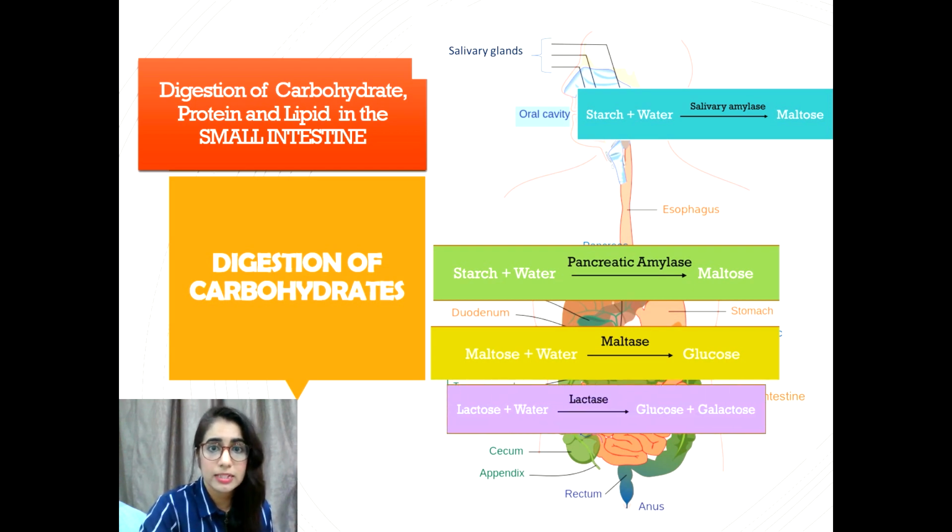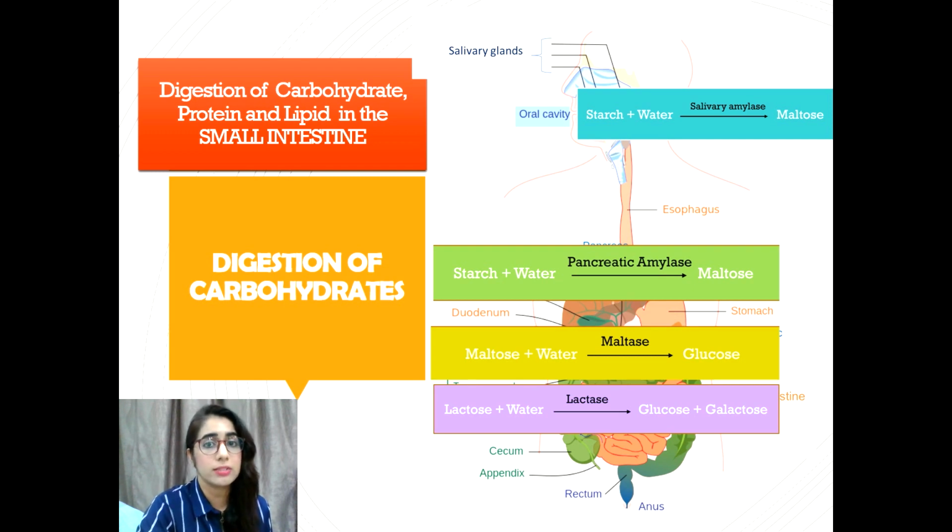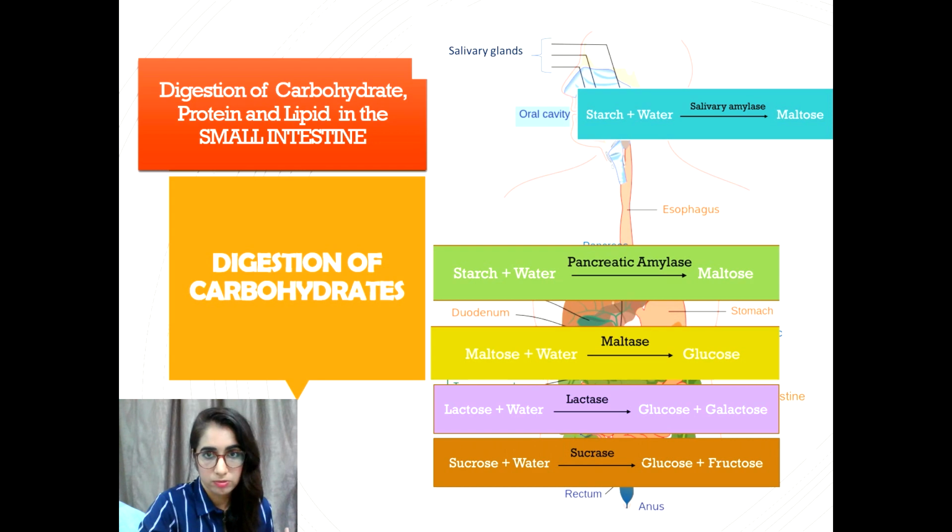Lactase from the intestinal juice also will hydrolyze lactose. Lactase hydrolyzes lactose into glucose and galactose, which are a type of simple sugar. Also, sucrase from the intestinal juice will hydrolyze sucrose, a disaccharide, into glucose and fructose, which are simple sugars, which are found in fruits.